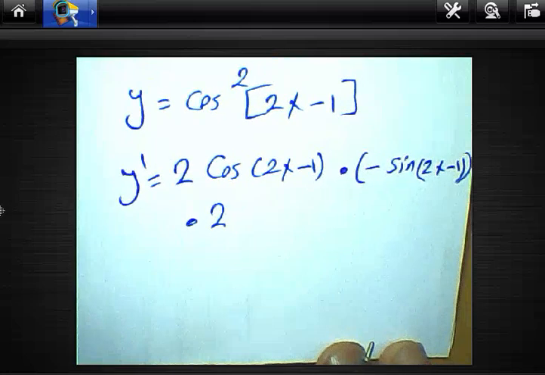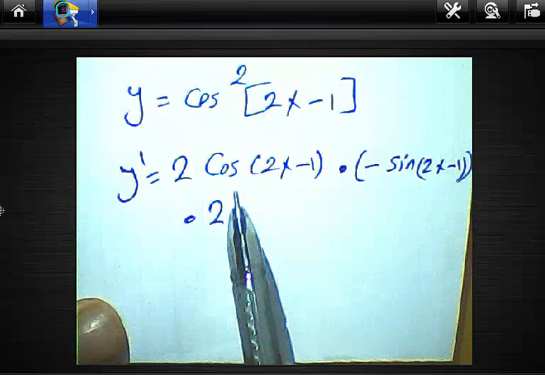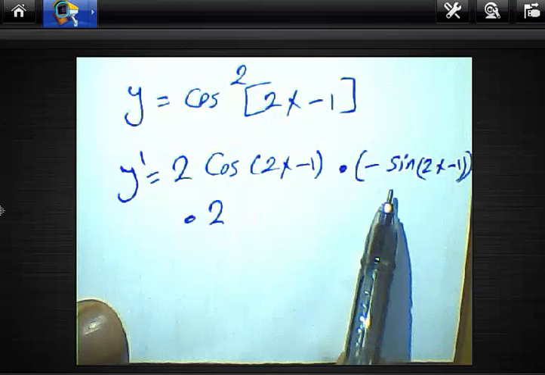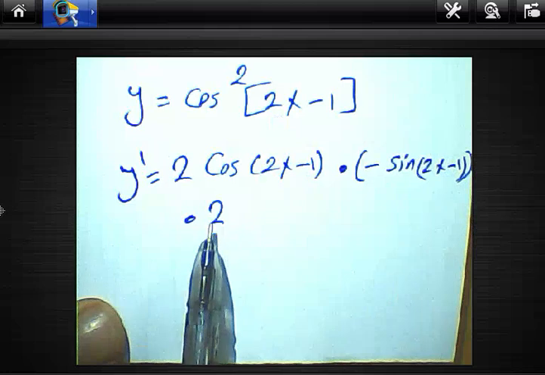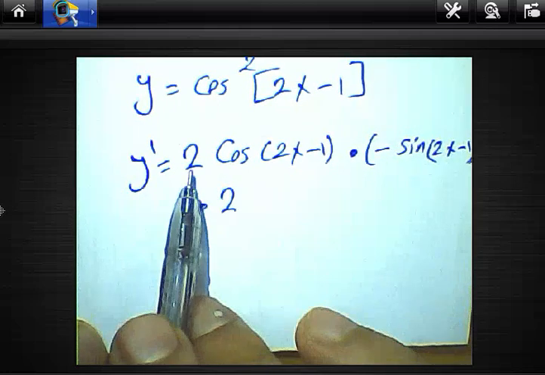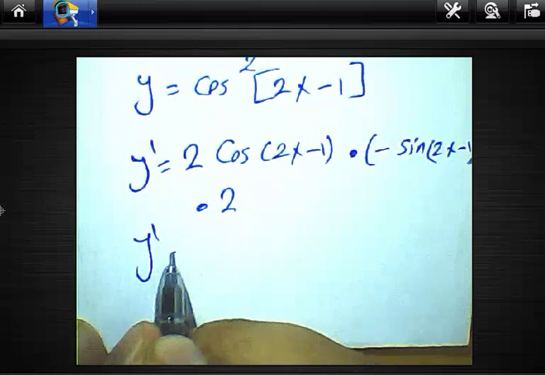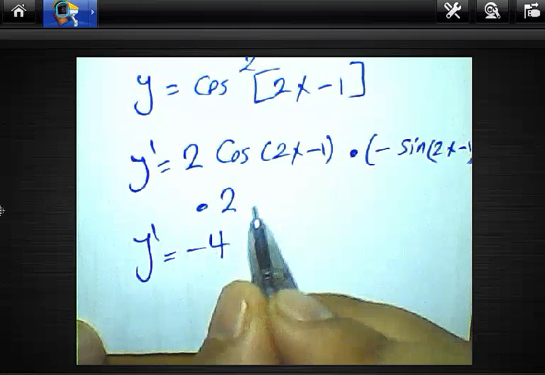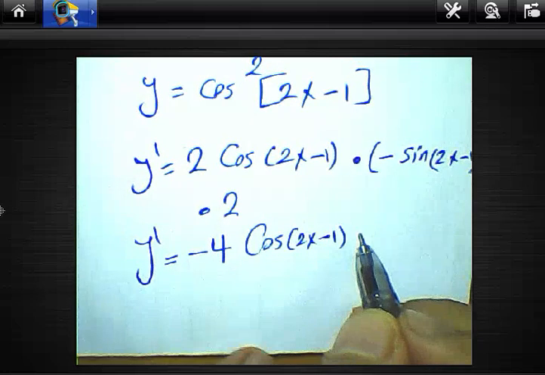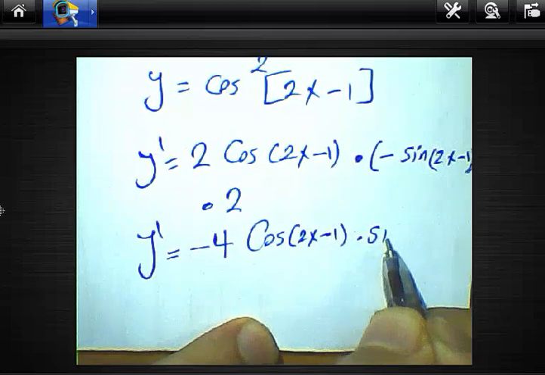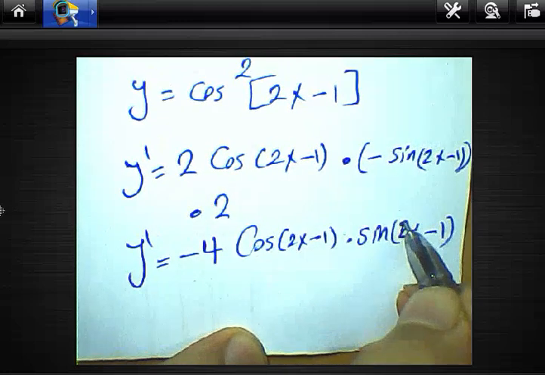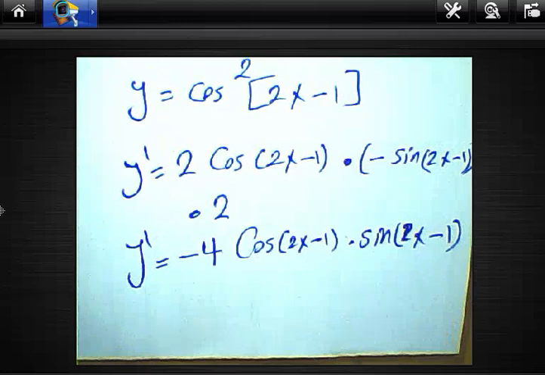We must drop the power outside here and subtract 1 from this power, so the result will be 2 cosine this angle multiplied by the derivative of cosine, which will be negative sine this angle, and the derivative of this angle here will be 2. We can simplify it. Negative multiply 2 equal negative 4. Then y dash equal negative 4 multiplied by cosine (2x subtract by 1) multiply by sine (2x subtract by 1). Okay, you must know this rule about this function to solve an example.